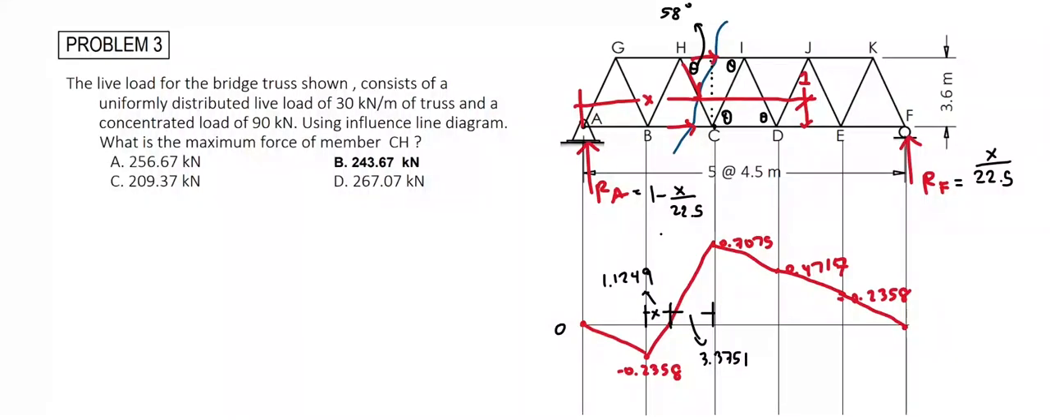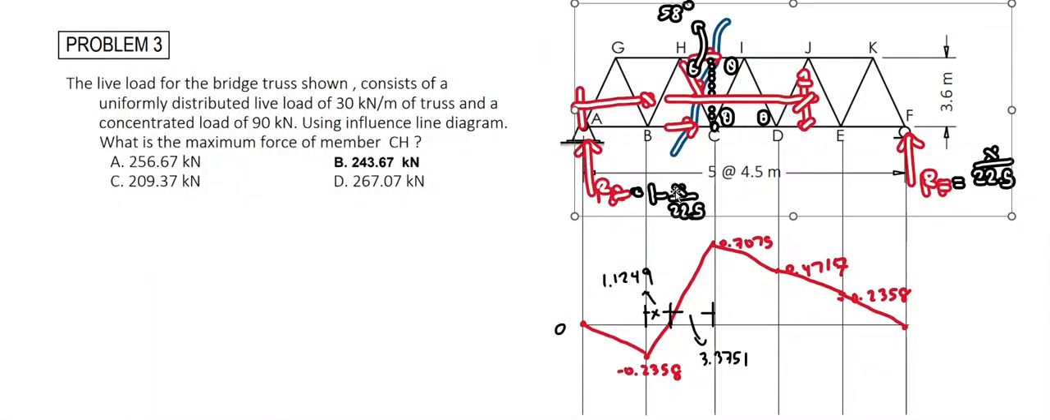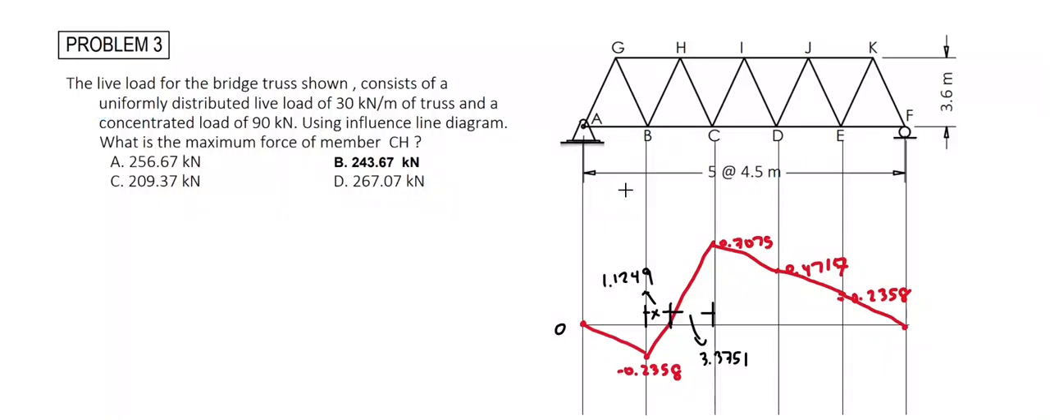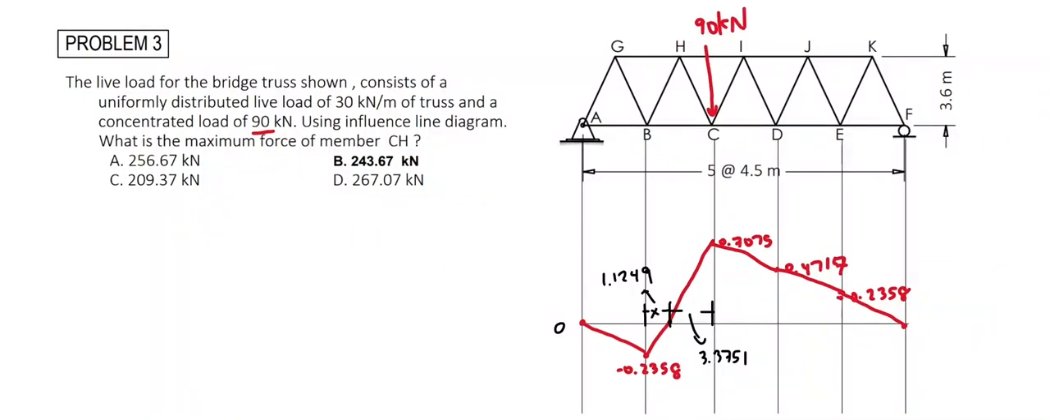Now to compute the maximum force of member CH, we place the concentrated load of 90 kN at the point where the value of CH is maximum. That is at this point here, at point C. For our uniform load, we will place it where we maximize the area of this triangle, that is between this point here and point F.